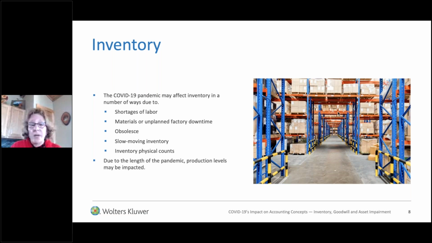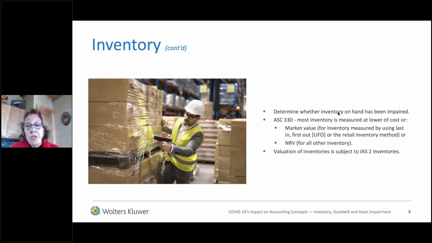So that's another issue. And then one of the biggest ones we'll talk about here a little bit deals with accounting and the year-end process. And since a lot of companies will be coming up on year-end, it's your inventory physical counts. How do you do physical counts if maybe a facility is locked down or closed down or only so many people can access it? So due to the length of the pandemic, also a lot of production levels could have been impacted.